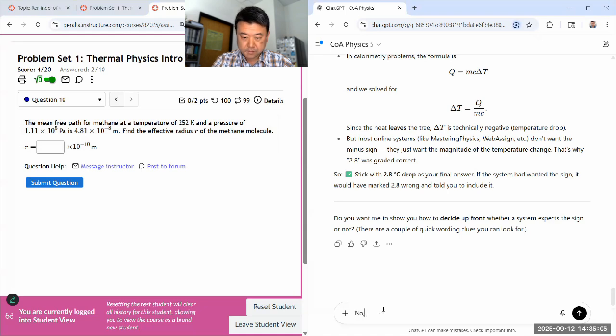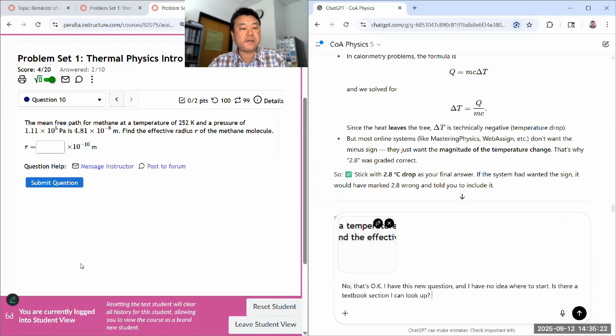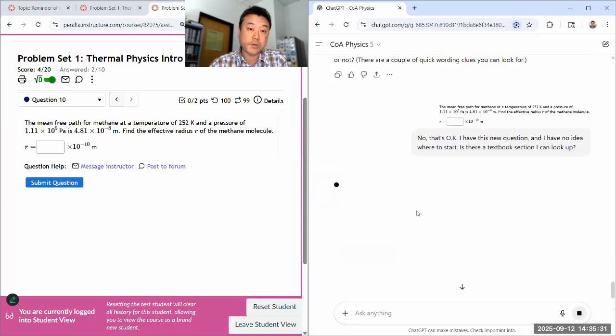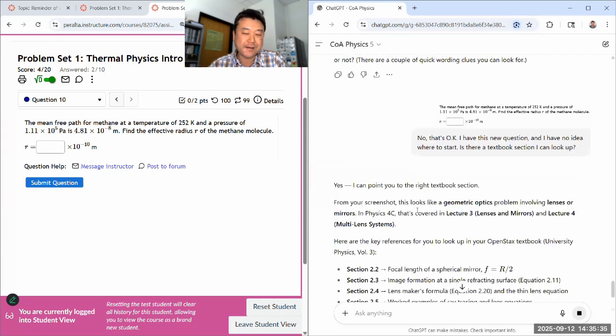So here, that's okay. I have this new question, and I have no idea where to start. Is there a textbook section I can look up? And I believe I haven't covered the mean free path in lecture either, because it's one of those things where once you have the textbook section and the formula, then it's easy, and we don't do much more with it beyond that.